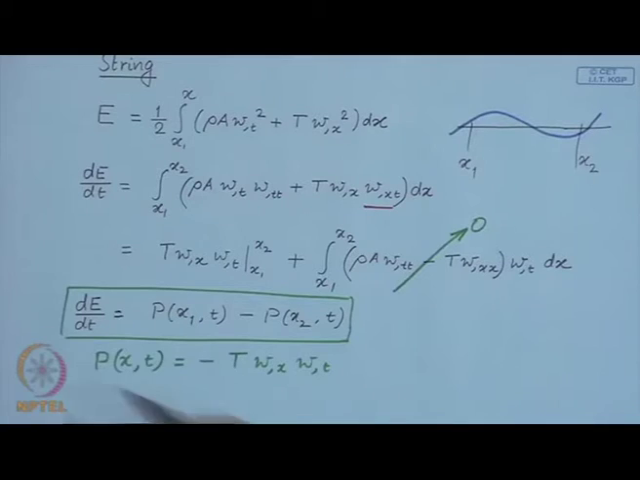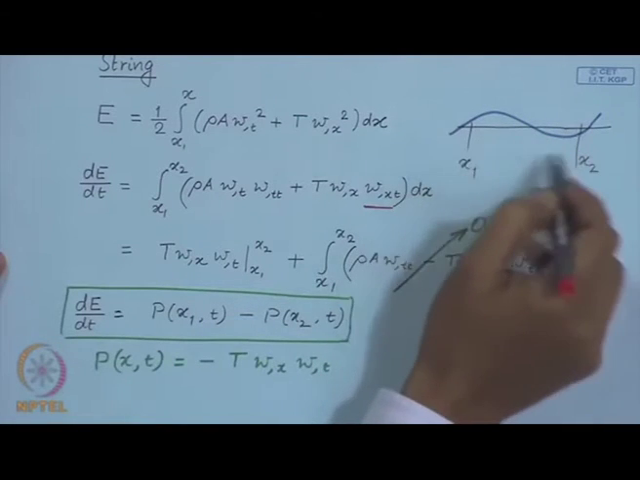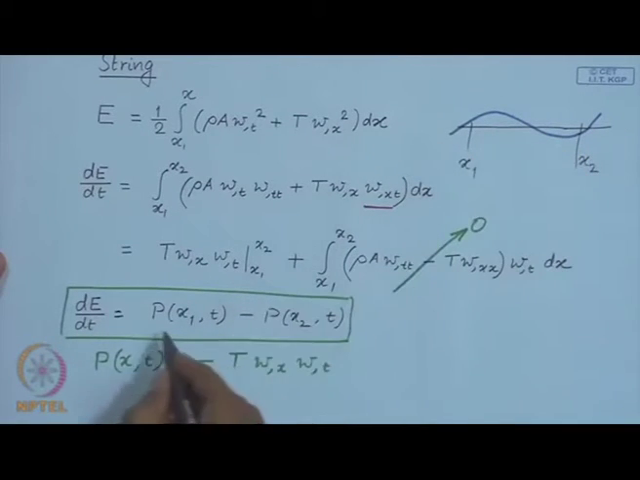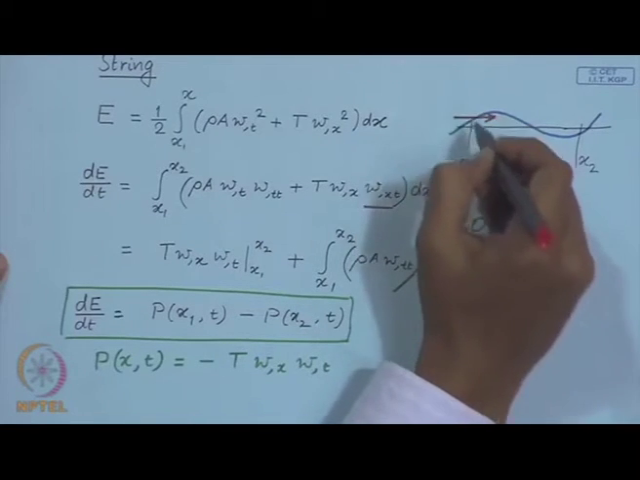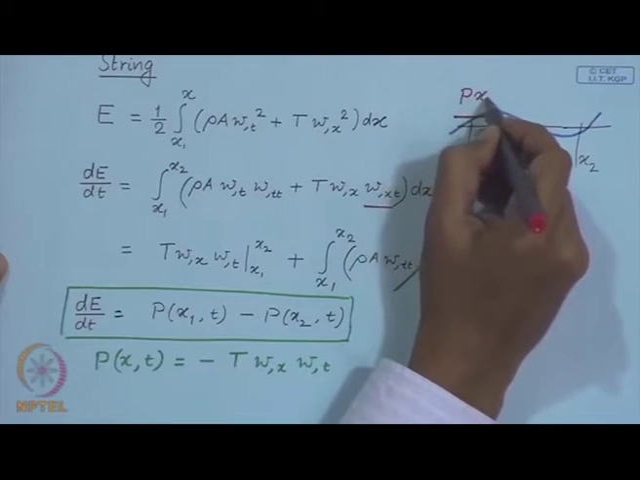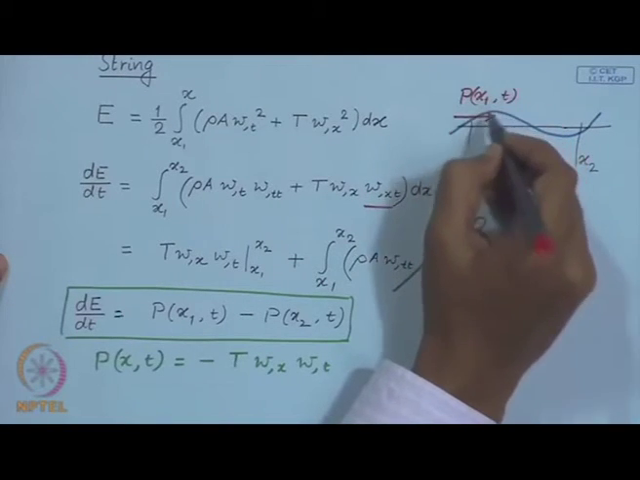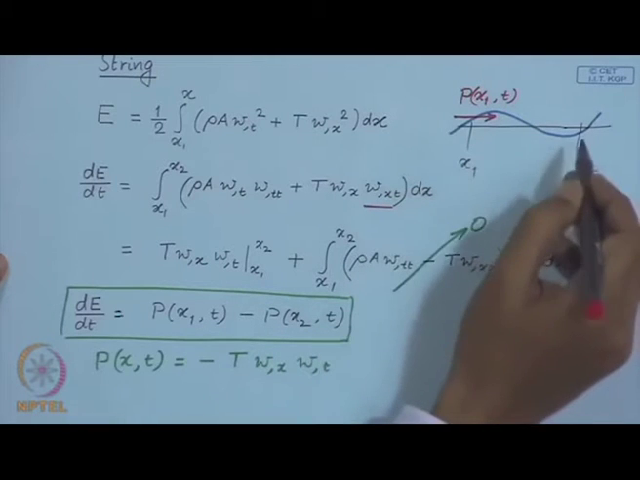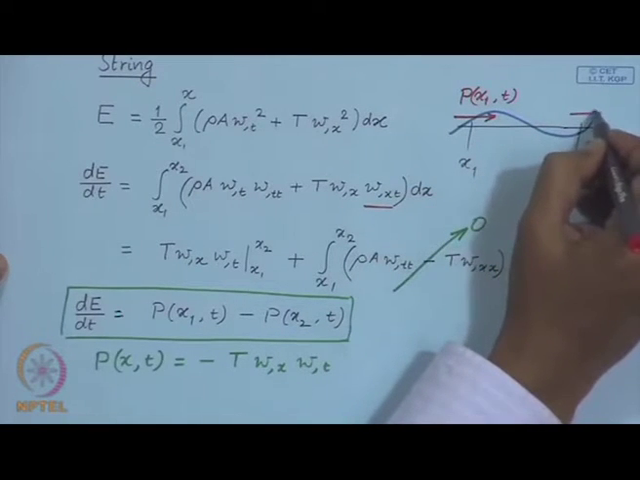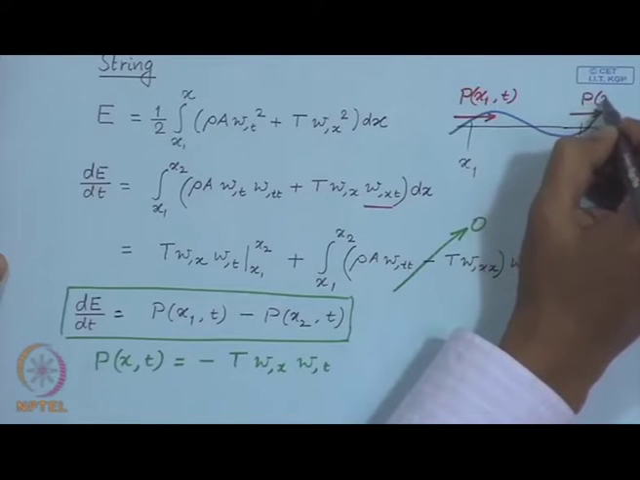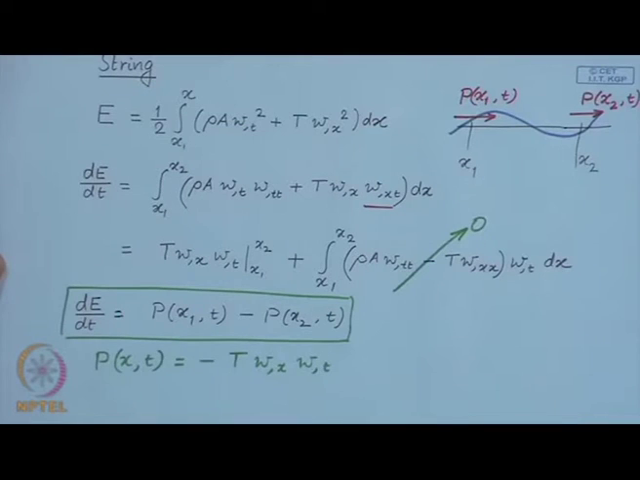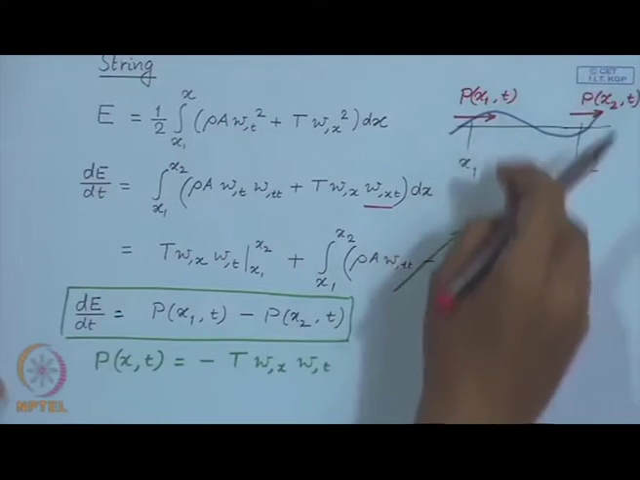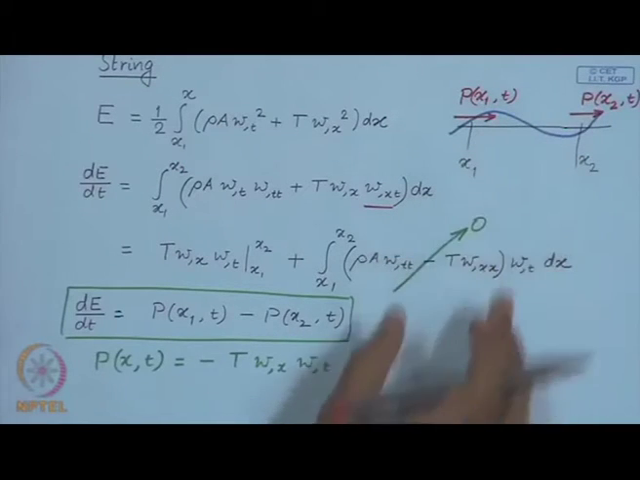So, the rate of change of energy of this segment of the string must be equal to the power that comes in through x 1 into this region minus the power that leaves this region through the point x 2. So, this is nothing but the balance of energy for the string. There is no other loss like radiation or damping in this portion.